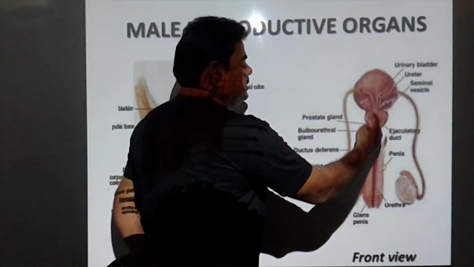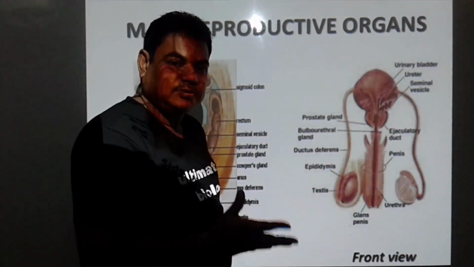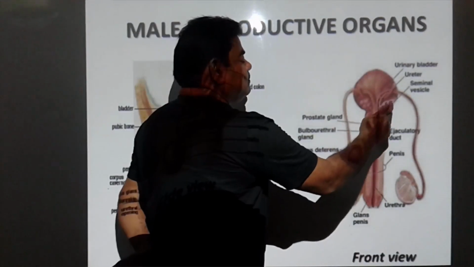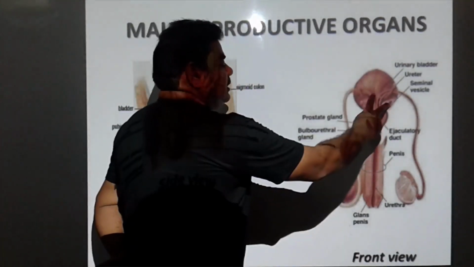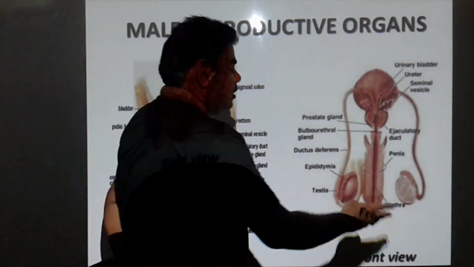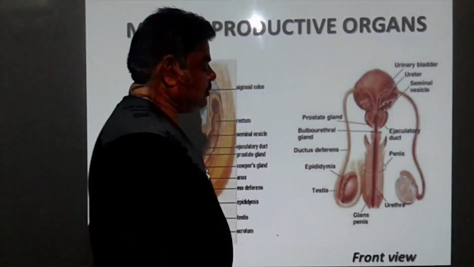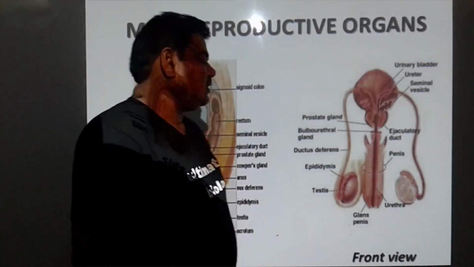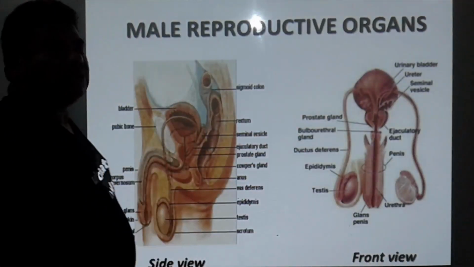These three glands secrete their secretions and form the seminal fluid in which the sperms are present. Along with the sperms, that is what we call semen, and all this material is released in ejaculation through the urethra, through the meatus. This is all about the male reproductive system. Thank you.